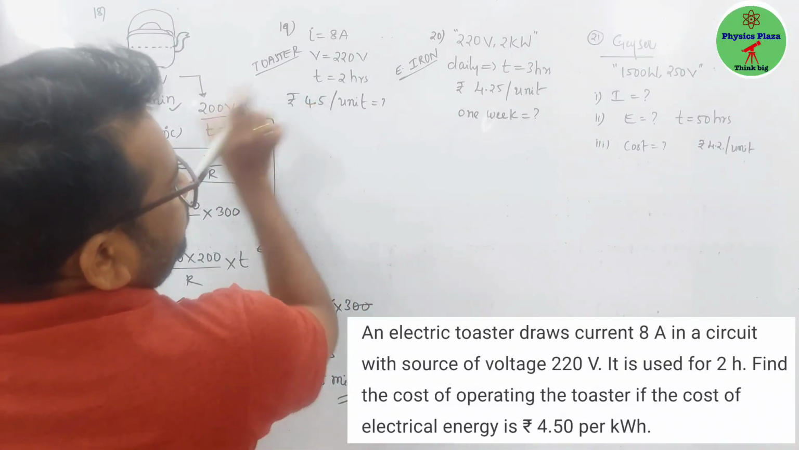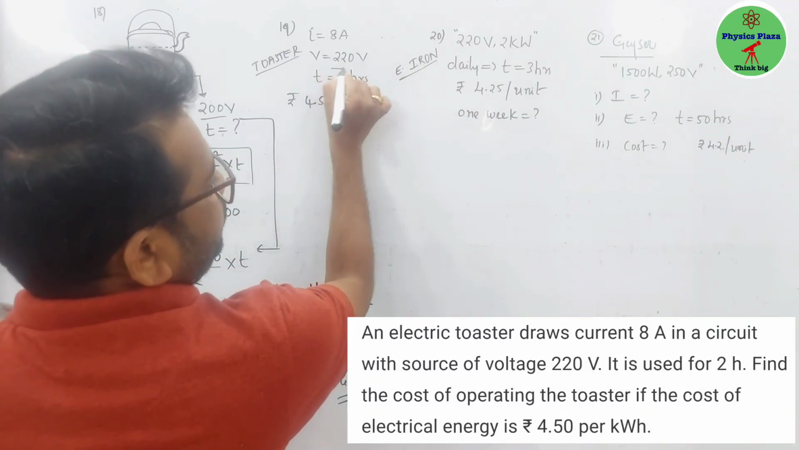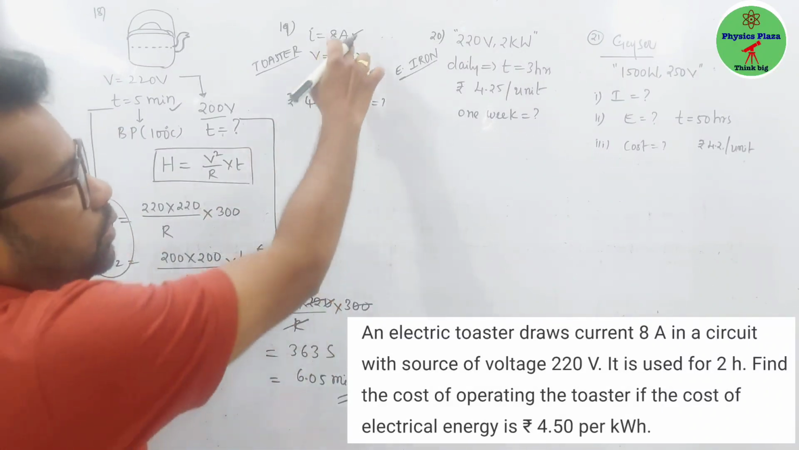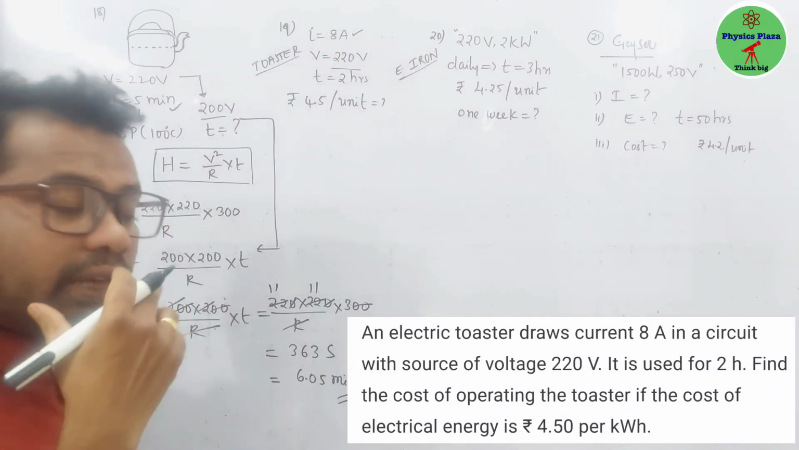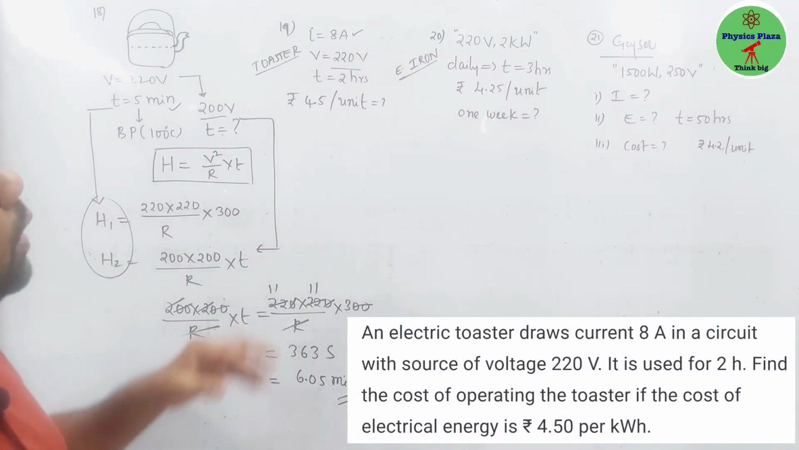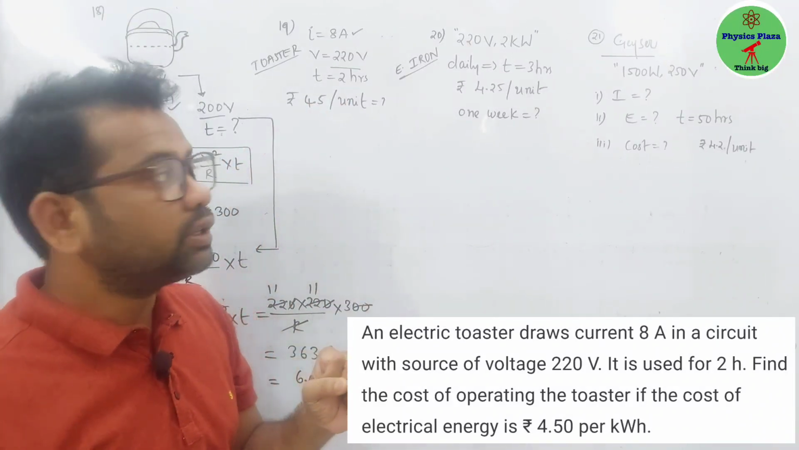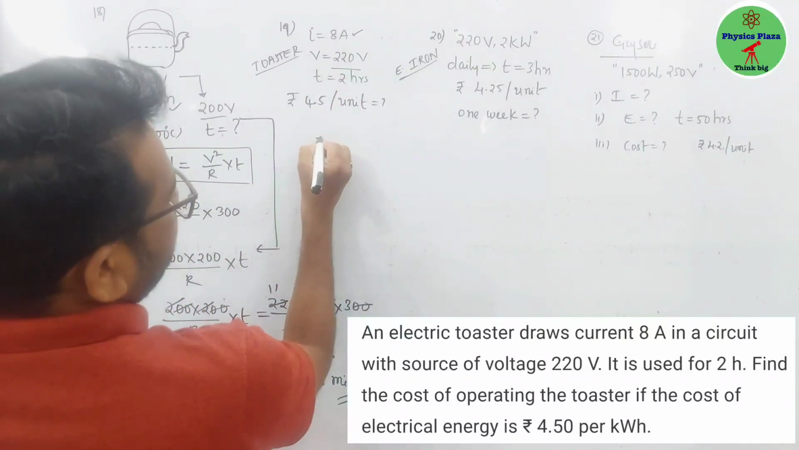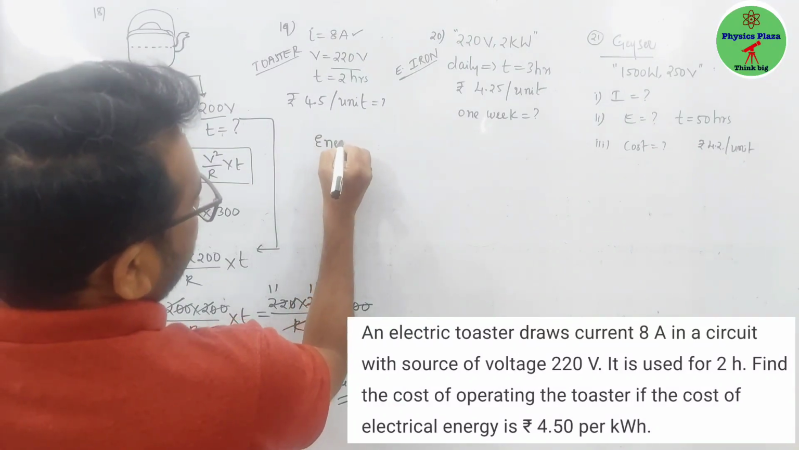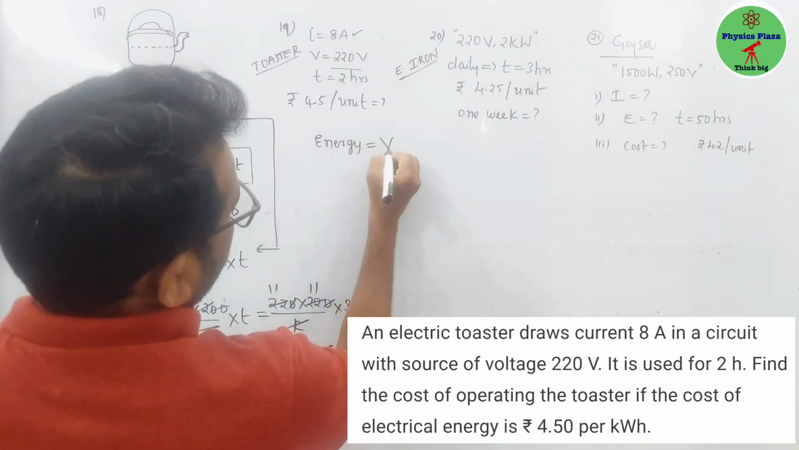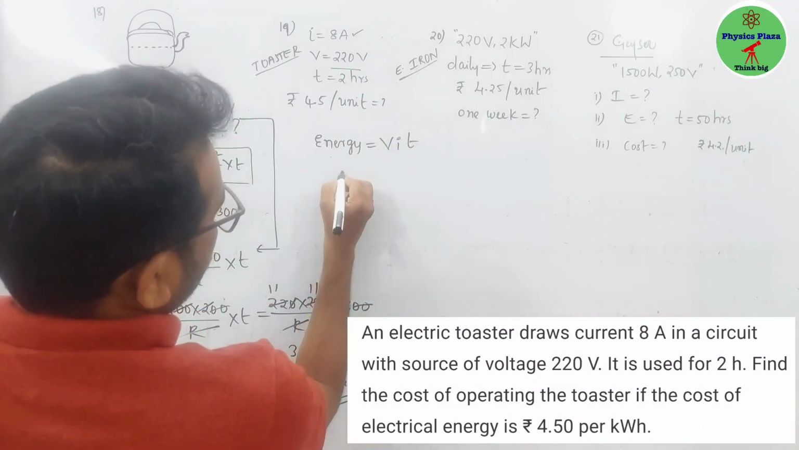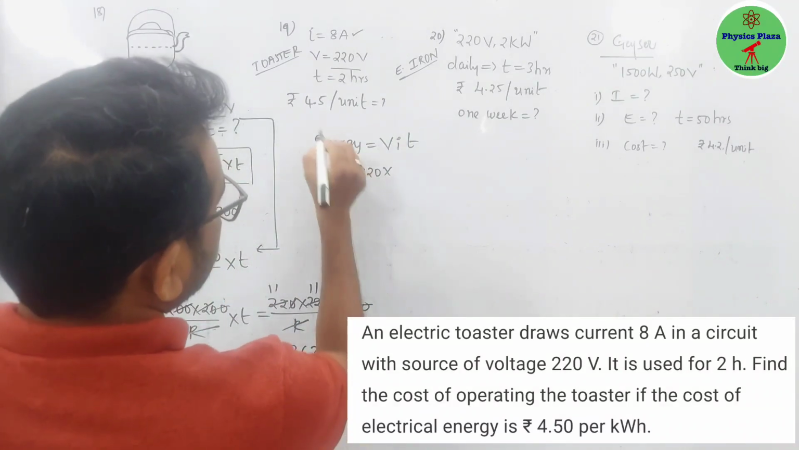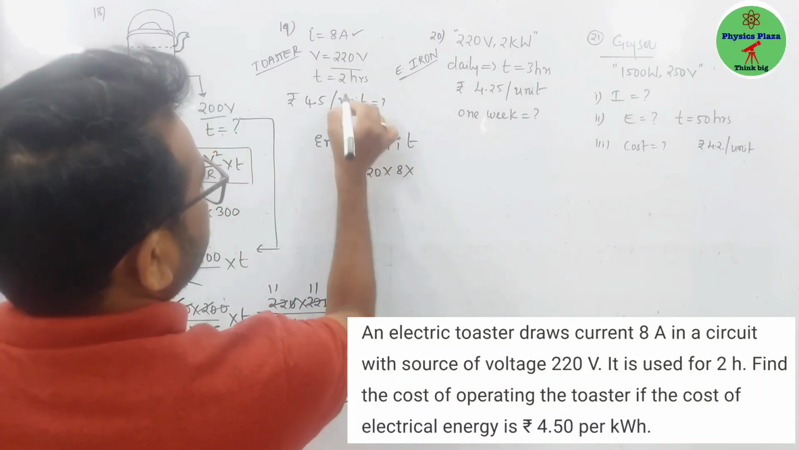So here a toaster is connected to the power supply of 220 volt, and 8 amperes current is drawn in 2 hours. Then they are asking us to calculate the cost of electrical energy consumed if it is operated for 2 hours. So first let us calculate the electrical energy used. So children, here electrical energy is equal to VIT. V is given as 220, I is 8, T is 2 hours.